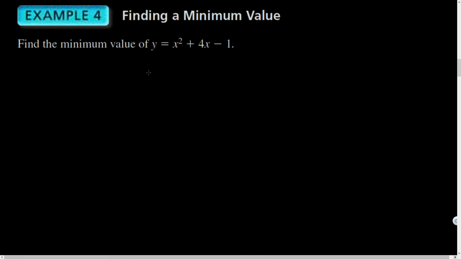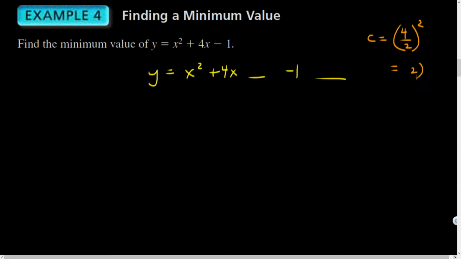I'm going to show it to you the Waddy way. So I'm going to write x squared plus 4x blank. The -1 is hanging out, and then blank over here. And let's find our new c term. So new c, 4 divided by 2, all squared. That's 2 squared equals 4.